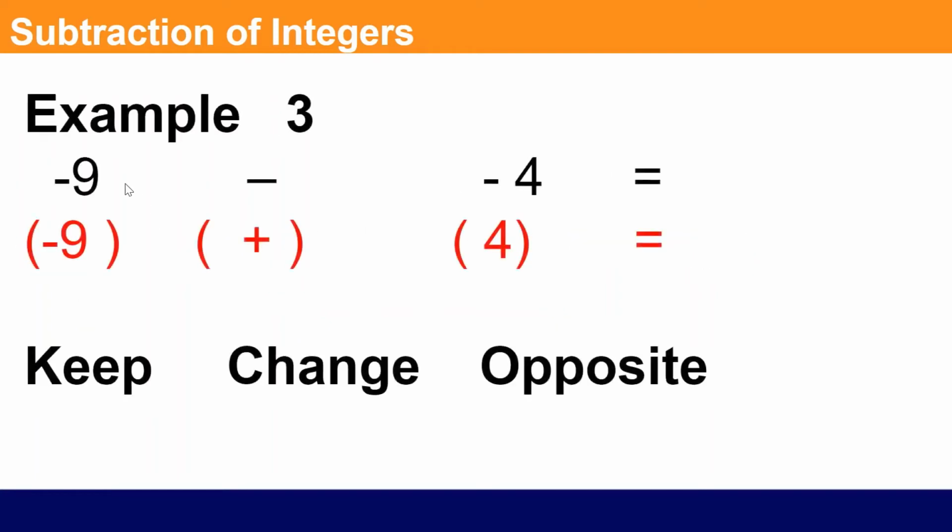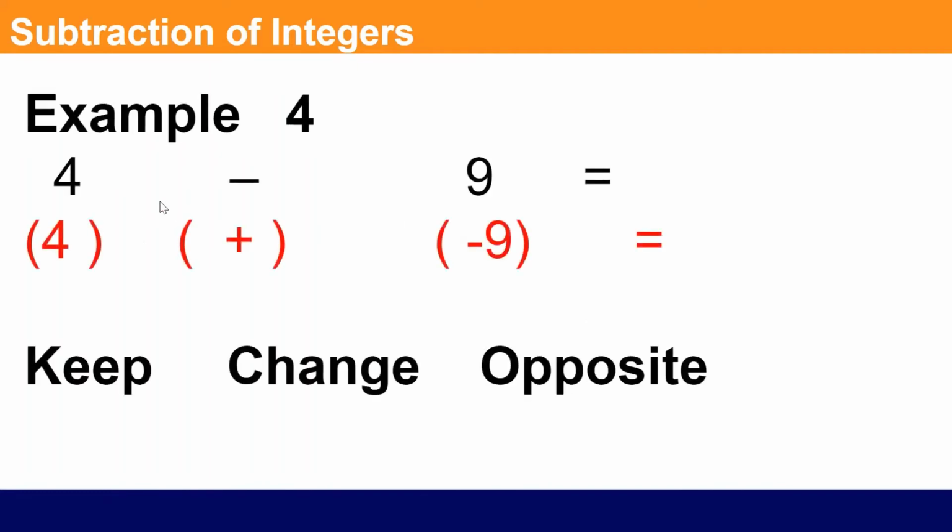Example 3. Negative 9 minus negative 4. Again, keep negative 9, minus going plus negative 4. Get the opposite, it is positive 4. So, it now becomes negative 9 plus positive 4. Okay, in addition of integers, kapag magkaibang sign or unlike sign, magsusubtract po tayo. So, it becomes 9 minus 4. Get the sign of the greatest absolute value. So, 9 minus 4 is 5. Ang mas malaking absolute value ay negative 9. That's why our sign is negative 5.